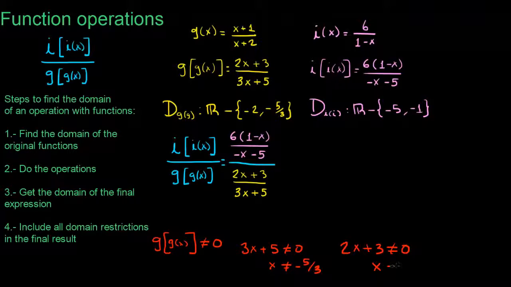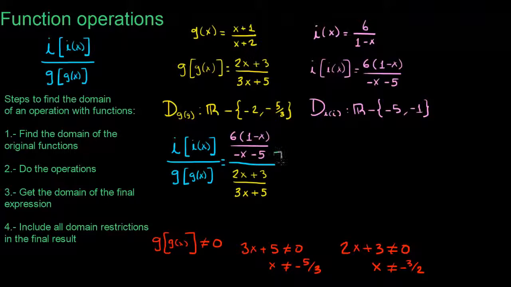So x has to be different from negative 3 over 2. Okay, so let's keep that in mind. Let's keep this expression here. And here I'm going to continue by doing the second step, which is now doing the operations.